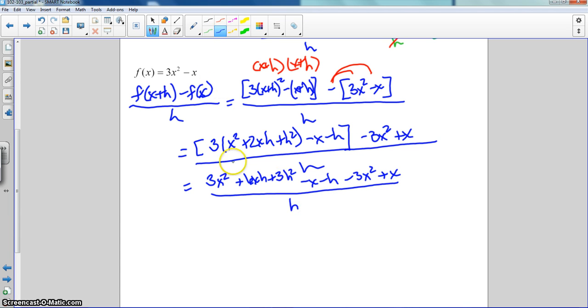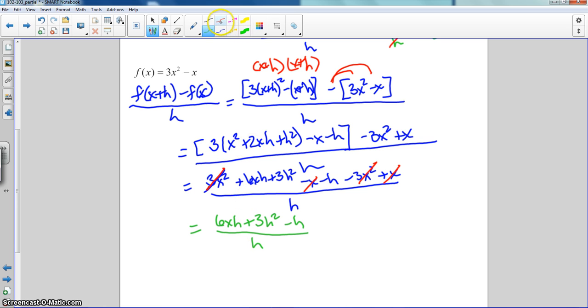Okay, and now in this last simplification, let's go through and see what cancels. The 3x squareds cancel. Okay, those cancel. The x's cancel. Everything else stays. So let's see what I have after all that is done. So I have 6xh plus 3h squared minus h all over h.